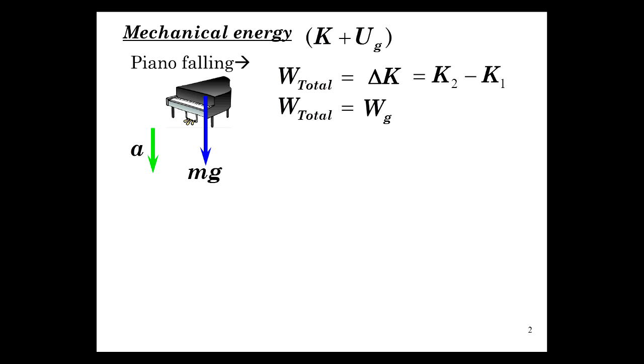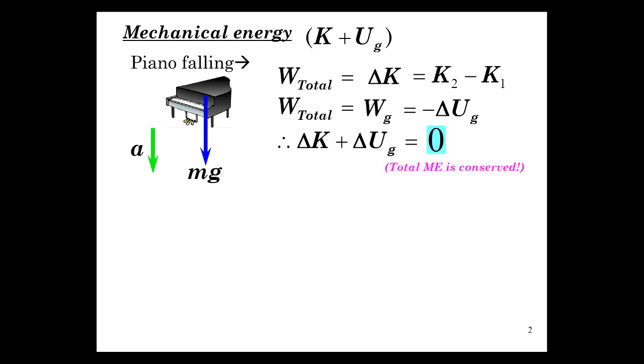Total work is work done by gravity. There is no other work being done because it's the only force acting on the piano. We are ignoring air friction. So that's equal to negative change in potential energy. So the total work is negative delta U sub G, and it's also delta K. So those two things are equal. Therefore, delta K plus delta U sub G equals, you guessed it, 0.